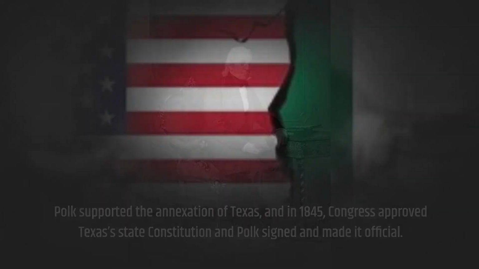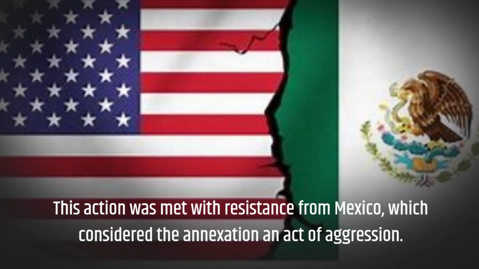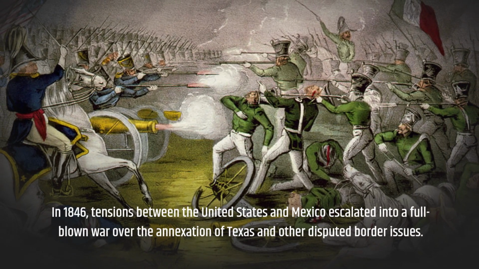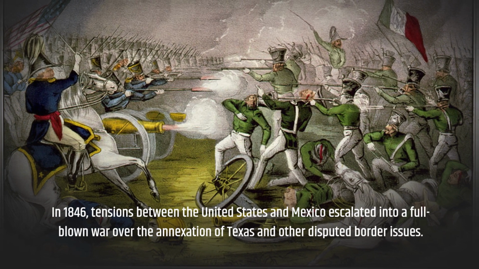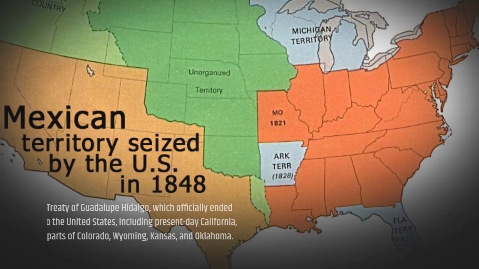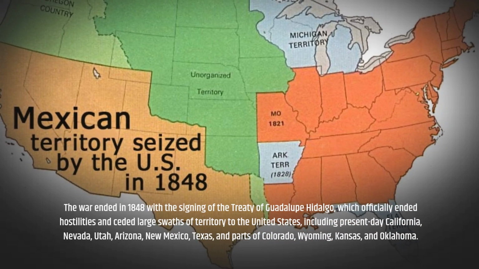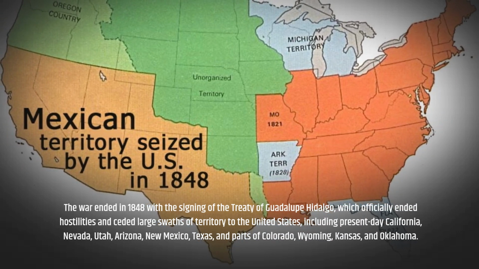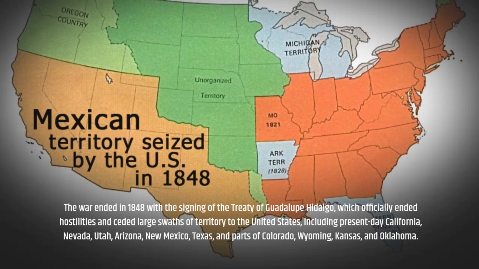and made it official. This action was met with resistance from Mexico, which considered the annexation an act of aggression. In 1846, tensions between the United States and Mexico escalated into a full-blown war over the annexation of Texas and other disputed border issues. The war ended in 1848 with the signing of the Treaty of Guadalupe Hidalgo, which officially ended hostilities and ceded large swaths of territory to the United States, including present-day California, Nevada, Utah, Arizona, New Mexico, Texas, and parts of Colorado, Wyoming, Kansas, and Oklahoma.